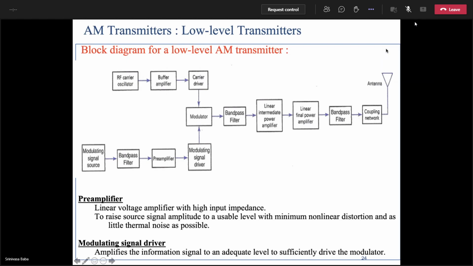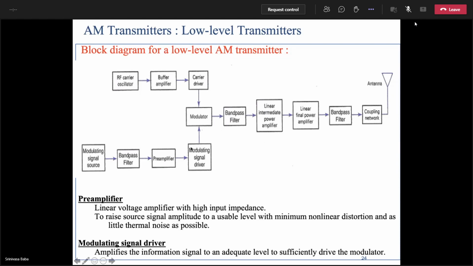Generally, the free space impedance is 377 ohms. Antenna will have 50 ohms or 75 ohms only generally, so proper matching will be happening. Otherwise, we need an additional network to match the output impedance with the antenna impedance. So this is based on the impedance that is available at the output of the transmitter, and then that impedance should be properly matched with the antenna impedance. For that, we use a coupling network.